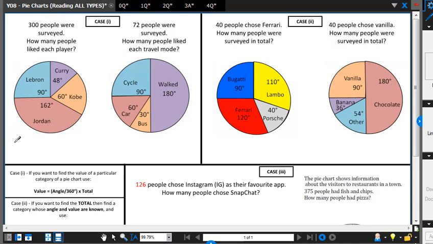So you can do it a number of ways. You can do it the way we had. So we had the value divided by the angle multiplied by the new angle, right? So the value is 300. The angle, 300 represents 360 degrees, right? That's everybody. Multiplied by the new angle. So you just multiply by 90 to get this. You multiply by 162 to get this. You multiply by 60 to get this, and you multiply by 48 to get that.